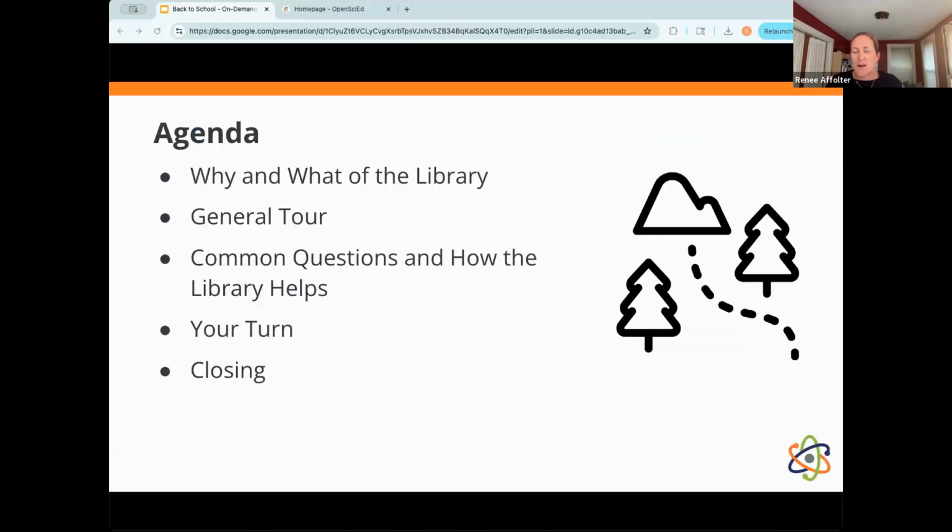So here's our plan. I'm going to talk a little bit about the why and the what of the library. I'll give you a general tour, and then we'll spend the bulk of our time actually digging into some of the resources to see how they can actually help us answer some of our common questions. You'll get a chance to explore a little bit yourself, and then we'll close it up and give you an opportunity also to suggest new resources because the library is growing all the time.